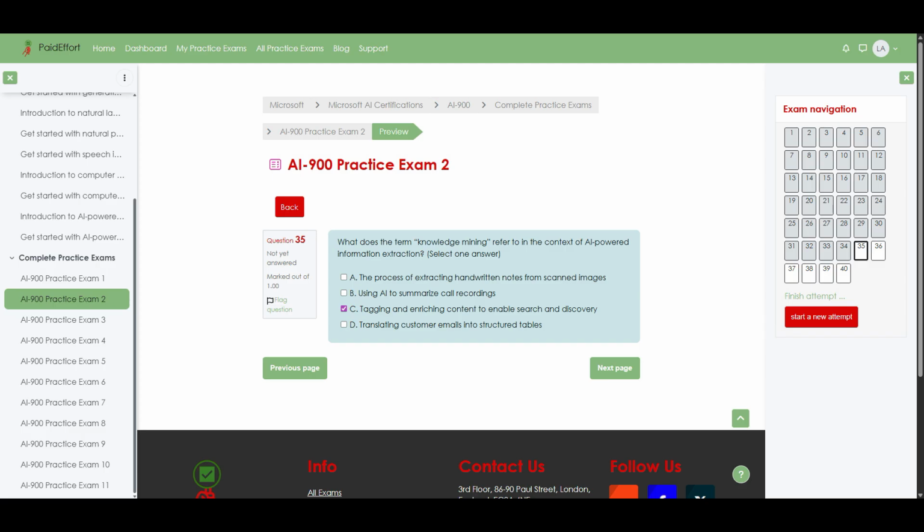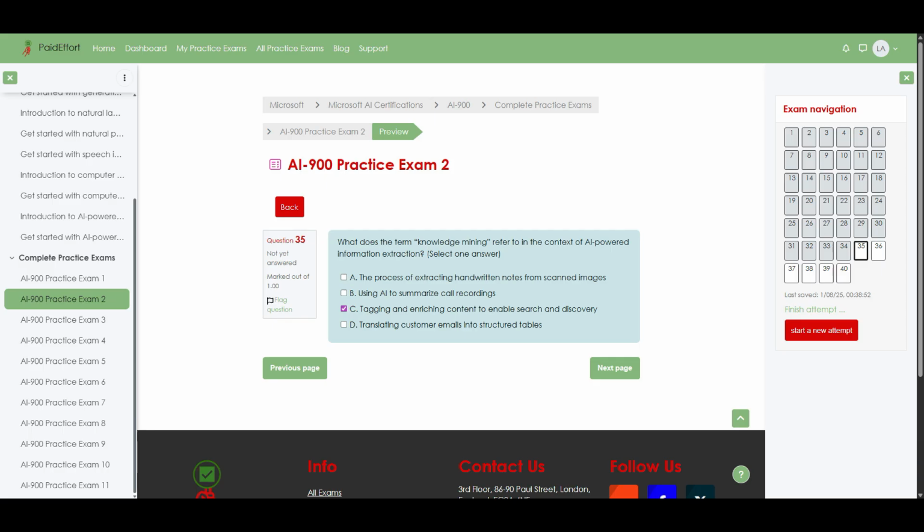On the other hand, extracting handwritten notes from scanned images refers specifically to OCR, or optical character recognition. While useful, it's a narrower task and not representative of knowledge mining as a whole. Similarly, using AI to summarize call recordings is a speech-to-text or audio summarization task. It doesn't include the tagging or discovery aspects that define knowledge mining. And translating emails into structured tables may sound like enrichment, but it's actually part of a transformation workflow. It doesn't inherently involve tagging for search or discovery.